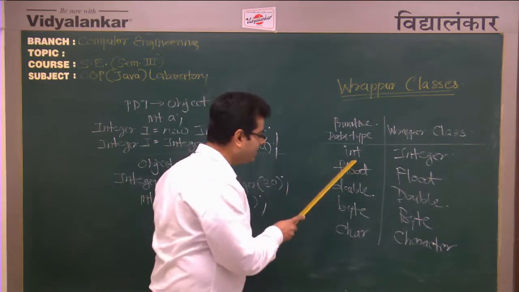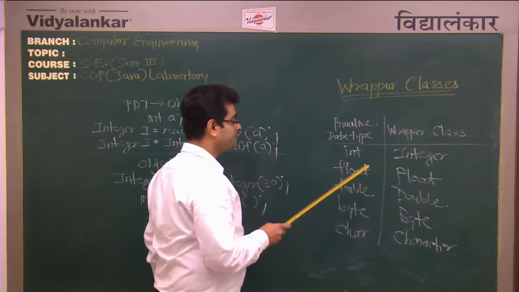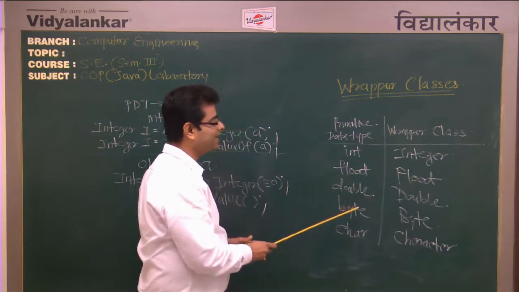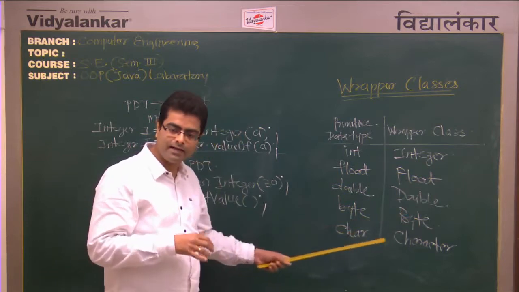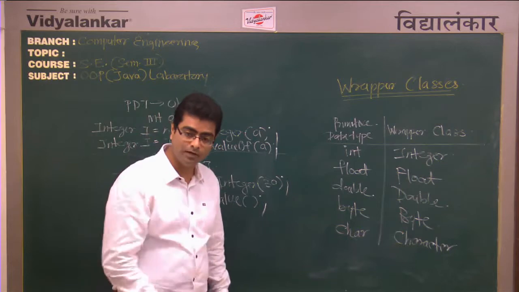Like if my data type is int, my wrapper class is Integer, it's a class. If my data type is float, my class name is Float. Double. If my data type is byte, my class name is Byte. If my data type is char, my class name is Character. If my data type is boolean, my class name is Boolean.